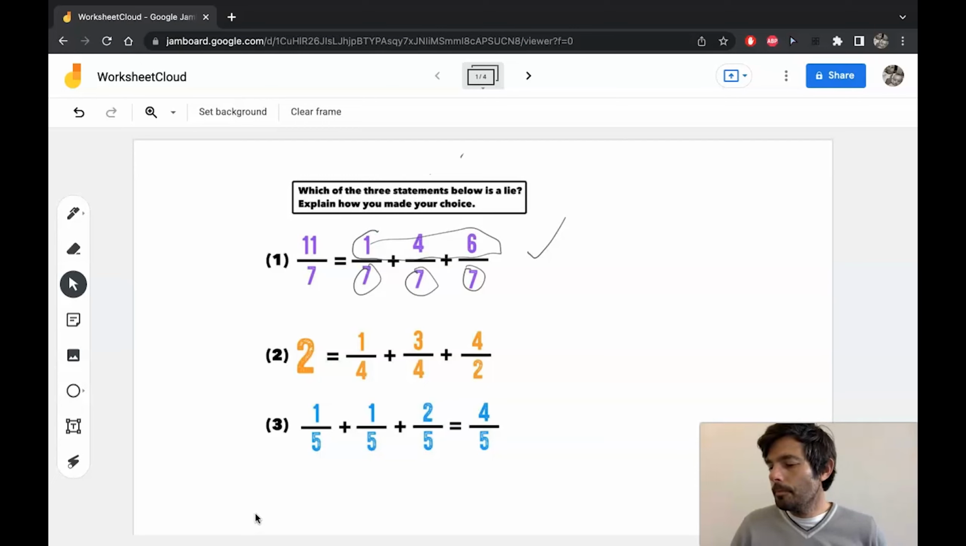Statement number 2, I can see that 4 over 2 is equal to 2 because 4 divided by 2 is 2.